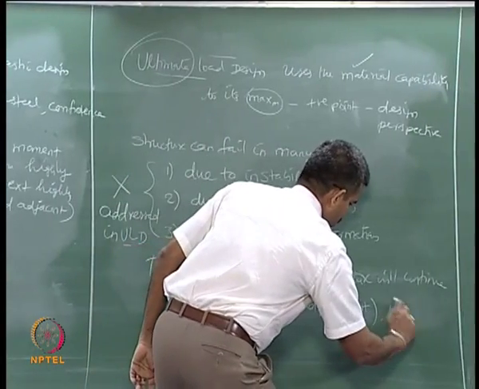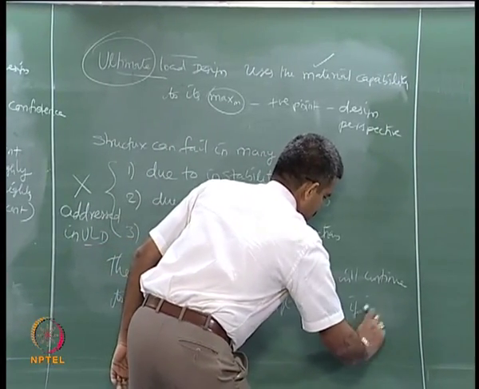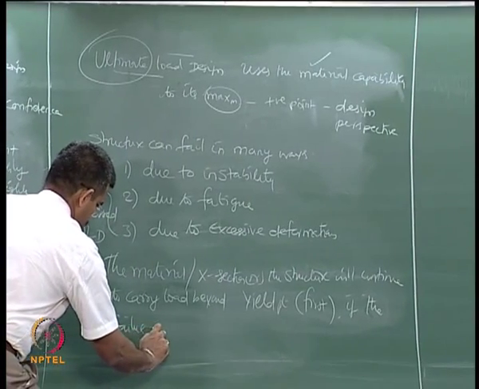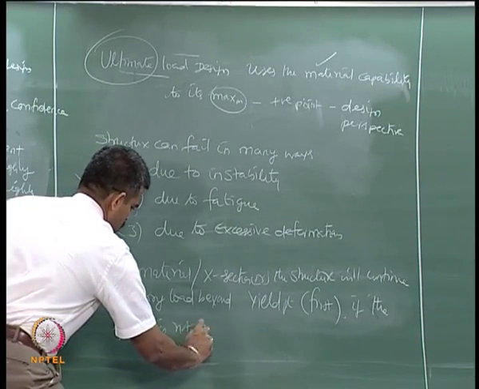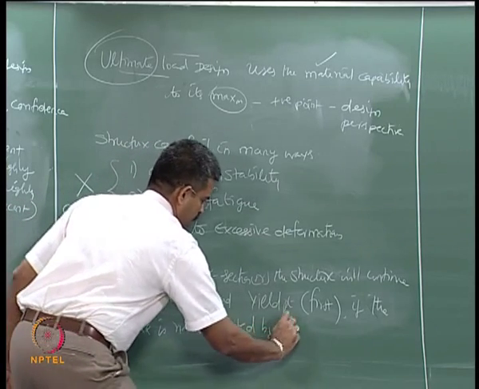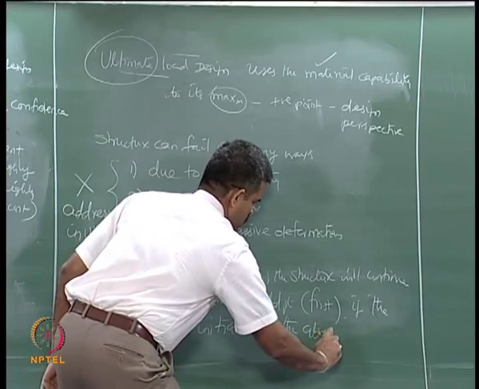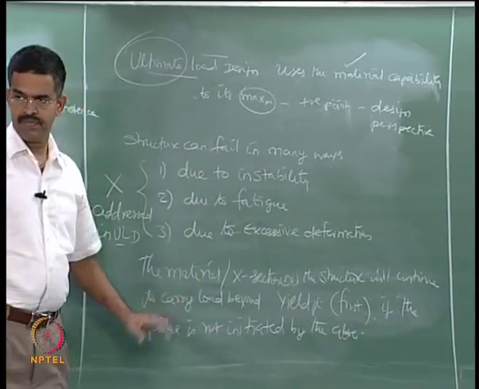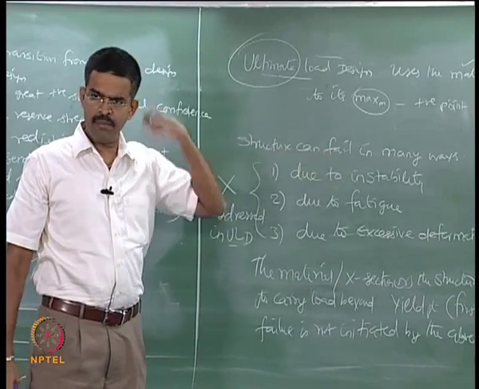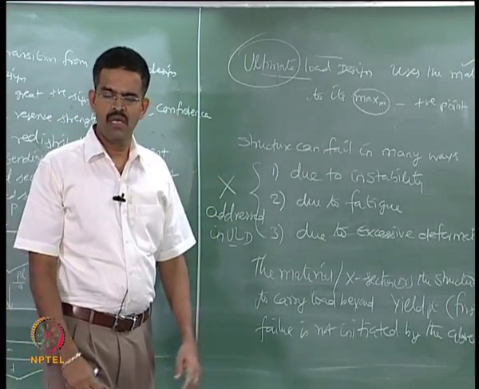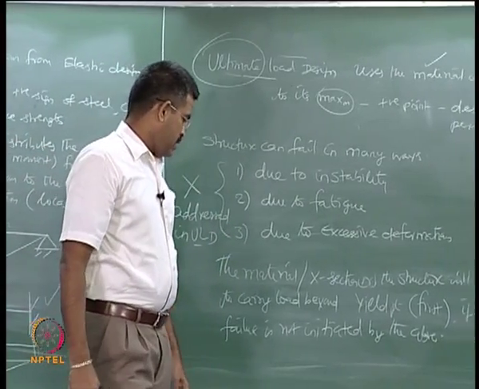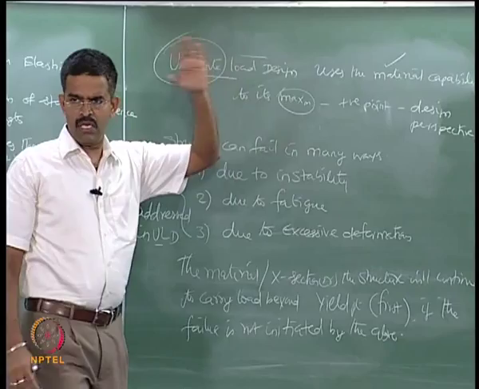if the failure is not initiated by the above. What is by the above? These three. If the failure has not been initiated by any one of the above, then the material or the member or the structure will continue to carry load beyond the yield level.